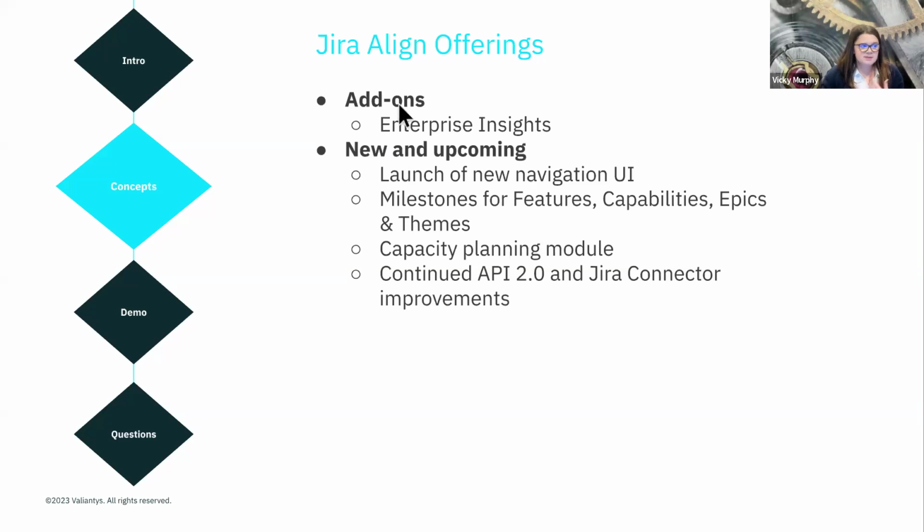Just some good-to-knows about Jira Align. It does have one add-on called Enterprise Insights. It is a database or a data lake for Jira Align. It is an Atlassian product, so you can license it directly through them. And what this allows you to do is to connect your Jira Align data to a BI tool of choice.